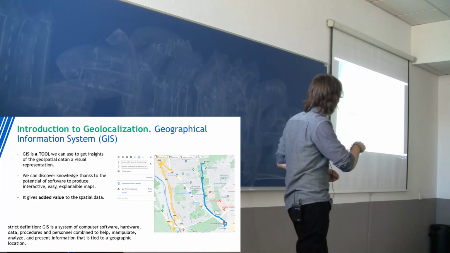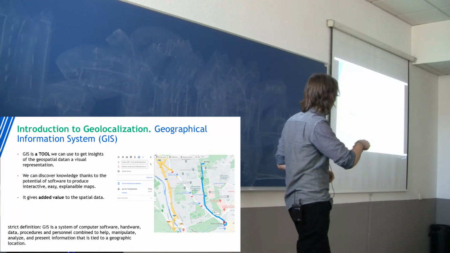I'll let you hear the strict definition. GIS is a system of computer software, hardware, data, procedures, and personnel.